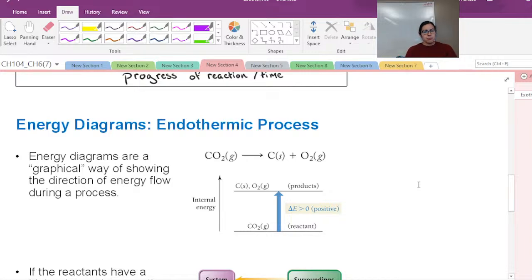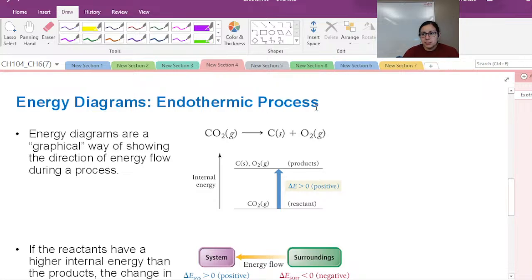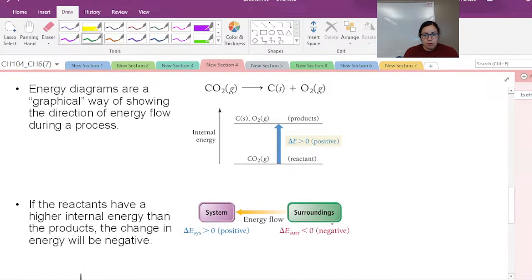And so now looking at this for an endothermic process. Just looking at the opposite, if we decomposed the CO2 back to carbon and oxygen, what would that look like? Now our products are higher in energy than our reactants. That means energy has to go into the system. So it's an endothermic reaction. And with these endothermic processes, they're going to feel cold to us.